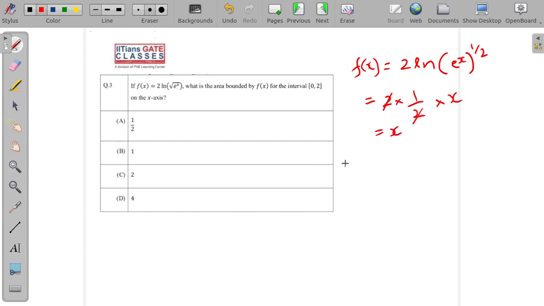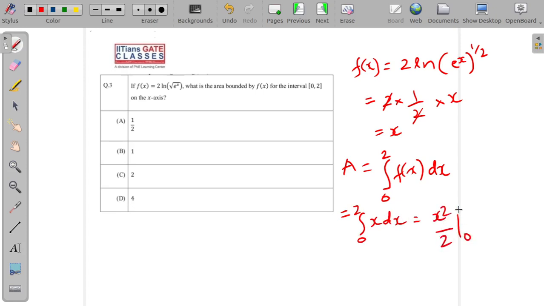And the required answer, it is the area bounded. So let me call that A. It's bounded between 0 to 2. So integral 0 to 2 f of x dx. So this will come to integral 0 to 2 x dx, which is x square by 2 from 0 to 2, which comes to 2 square by 2, which is 2. So option C is the right one. Next question.